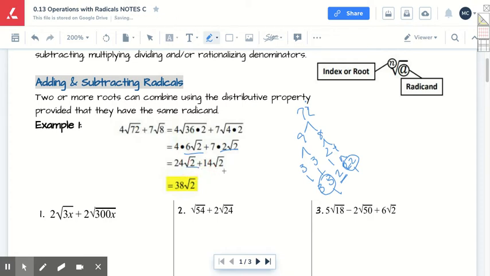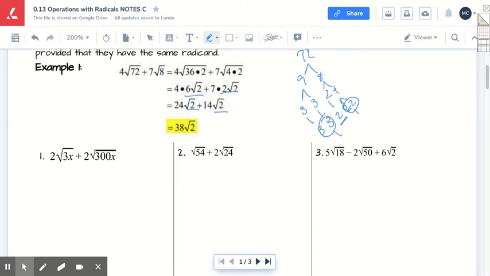And now the radicands match. They have the same index and the same radicand. So that means that these are what we would call like terms. And we could then combine them by adding the numbers that are in front. So 24 plus 14 is 38. And then we just keep the radicand. Keep the radical along with it. It's kind of like combining like terms.